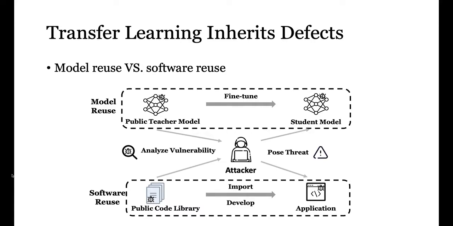The defect inheritance in software reuse and model reuse is similar. During model reuse, developers fine-tune the public teacher model to train the student model. For software reuse, developers import the public code library to develop the downstream applications. The attacker can download the public teacher model and code library, analyze the vulnerabilities, and pose threat to the student model and downstream applications.